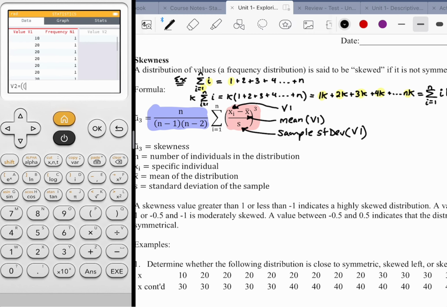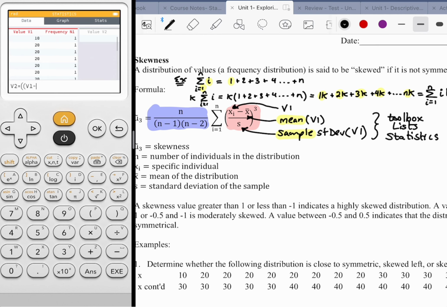So open parentheses, I'm going to open a double because I need one set of parentheses to contain the stuff that's being raised to the third, and then one set of parentheses to contain the numerator. So that's going to be V1, so shift alpha division V1 minus, now the mean and standard deviation, all that stuff comes from the toolbox. So for this stuff, we want to go toolbox, we want to go to lists, and then we want to go to statistics.